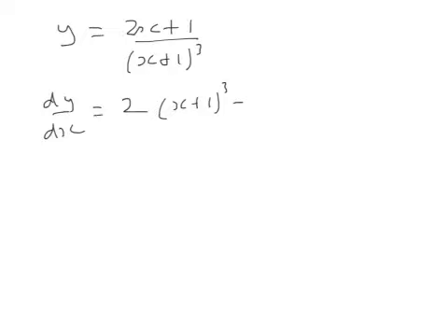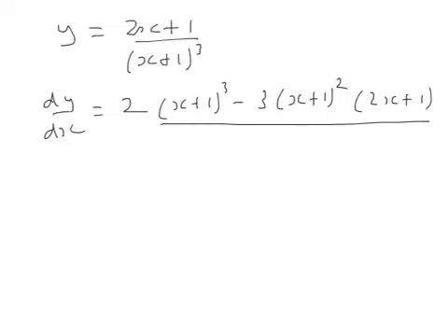Minus, differentiate the bottom one second, it's 3 times that bracket to the power 2. Differentiate the contents of the bracket, that's just 1. And then we haven't left that alone yet, so we've got to write in 2x plus 1. And it's all over the bottom one squared. 3 plus 3 is 6, so that makes it x plus 1 to the power 6.